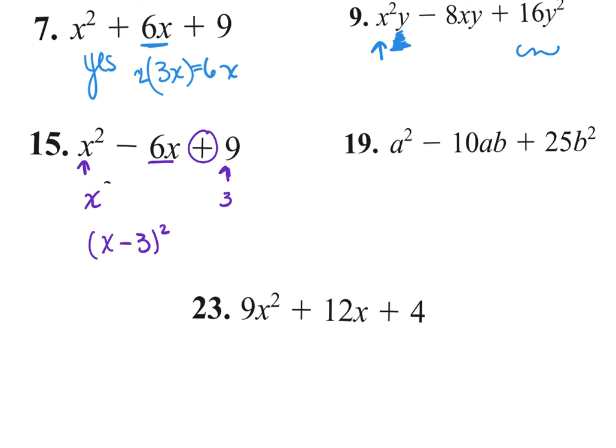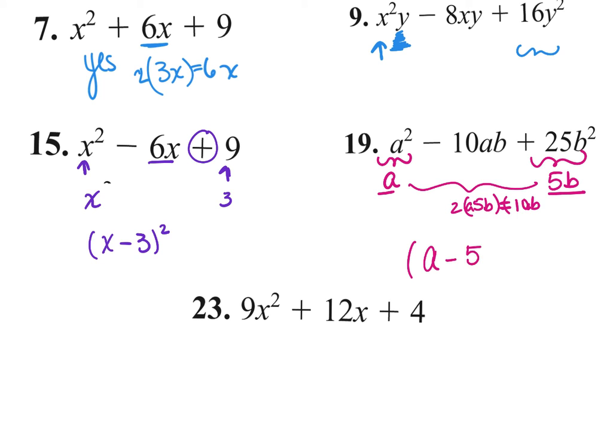All right, next one. Square root of a squared is a. Square root of 25b squared is 5b. If I multiply these two together and double it, I get my 10ab, which is what I want. All right, that works. So I have a and 5b. Am I going to add or subtract those? I'm going to subtract them because of that middle term. So you should have gotten a minus 5b quantity squared.